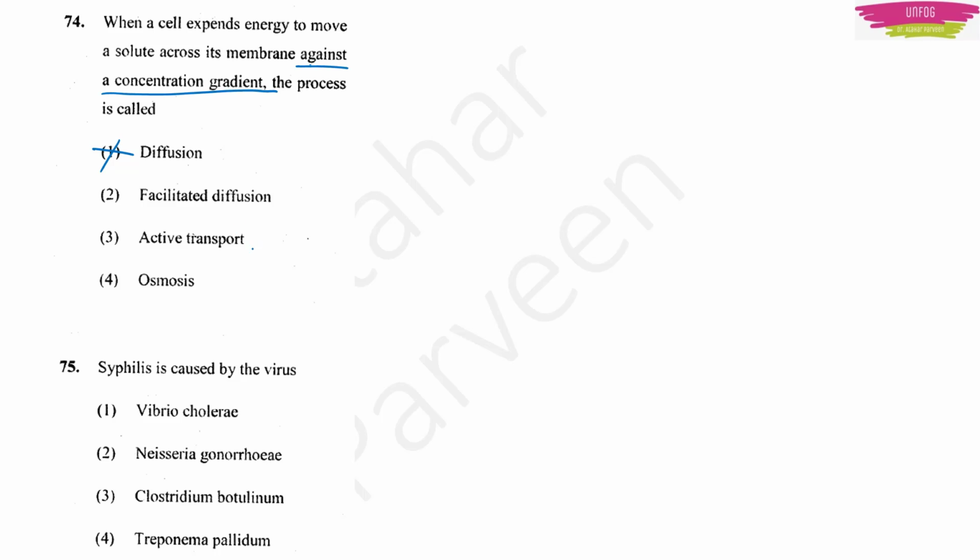Second one we have is facilitated diffusion. Facilitated diffusion means now we will need a membrane to help in transport of these solute particles. Now for example, let's say this is a cell membrane.